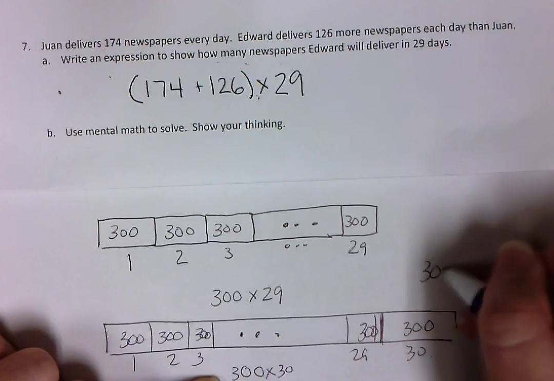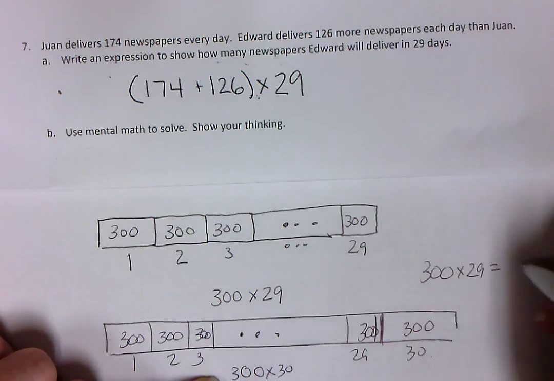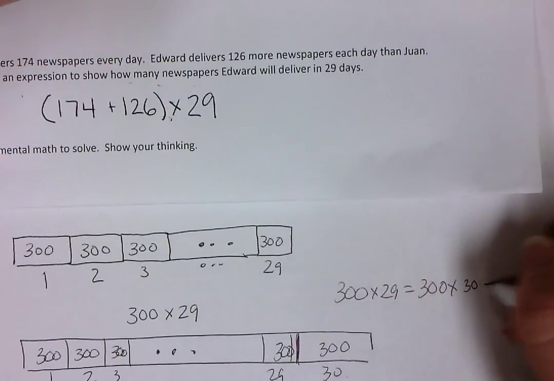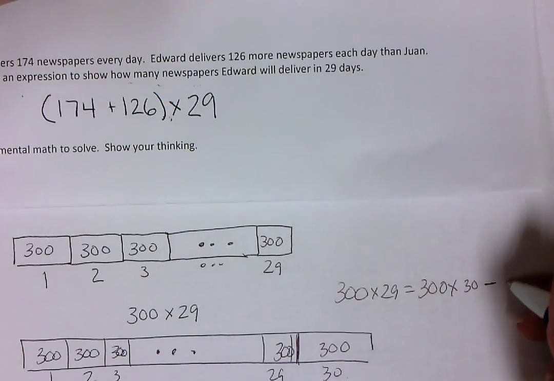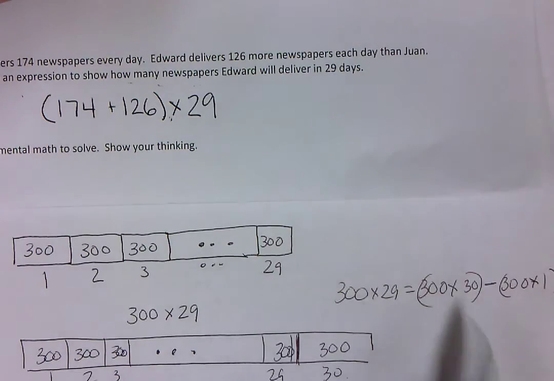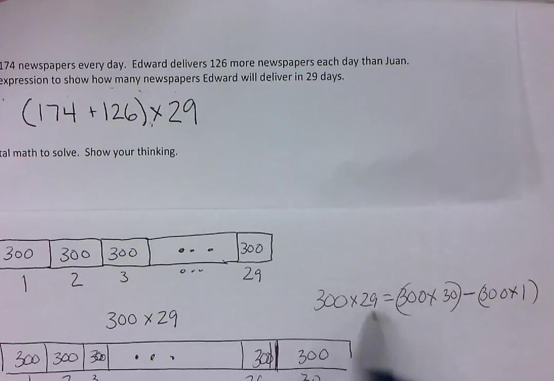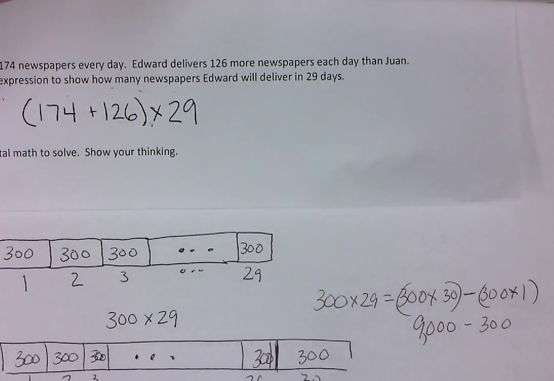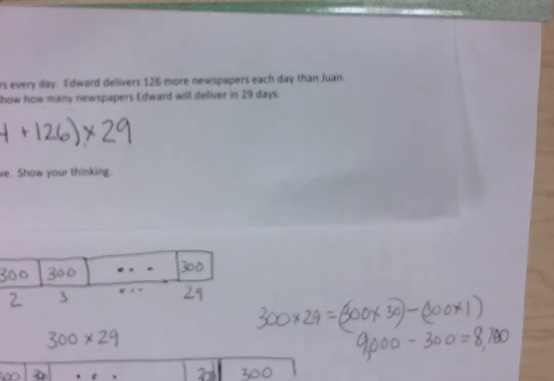So 300 times 29 is like 300 times 30 minus one group of 300, because we're distributing our 29 into 30 minus 1. So that's easy because I have 9,000 minus 300, which is how we get our answer of 8,700.